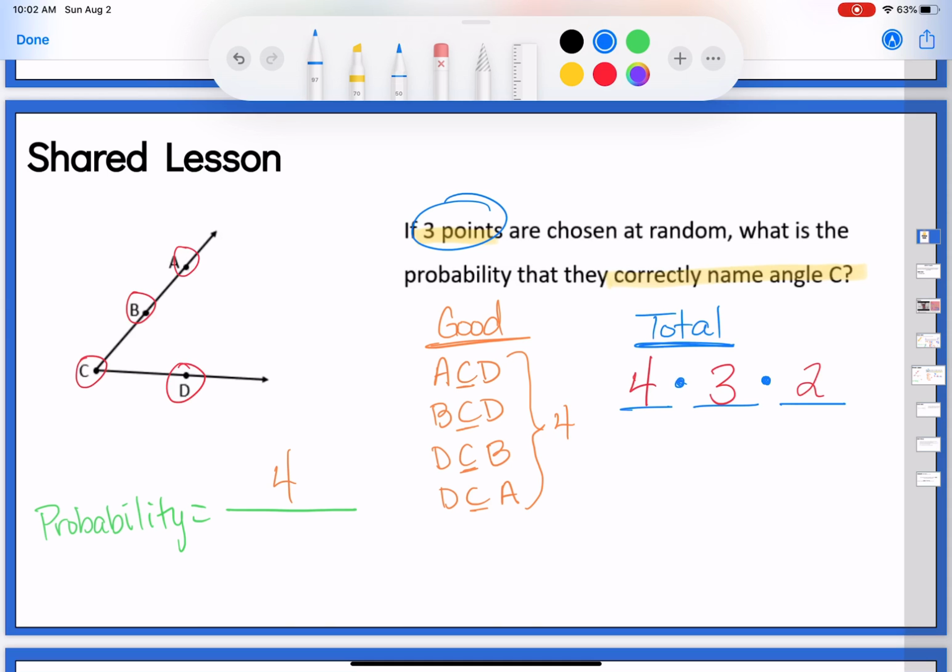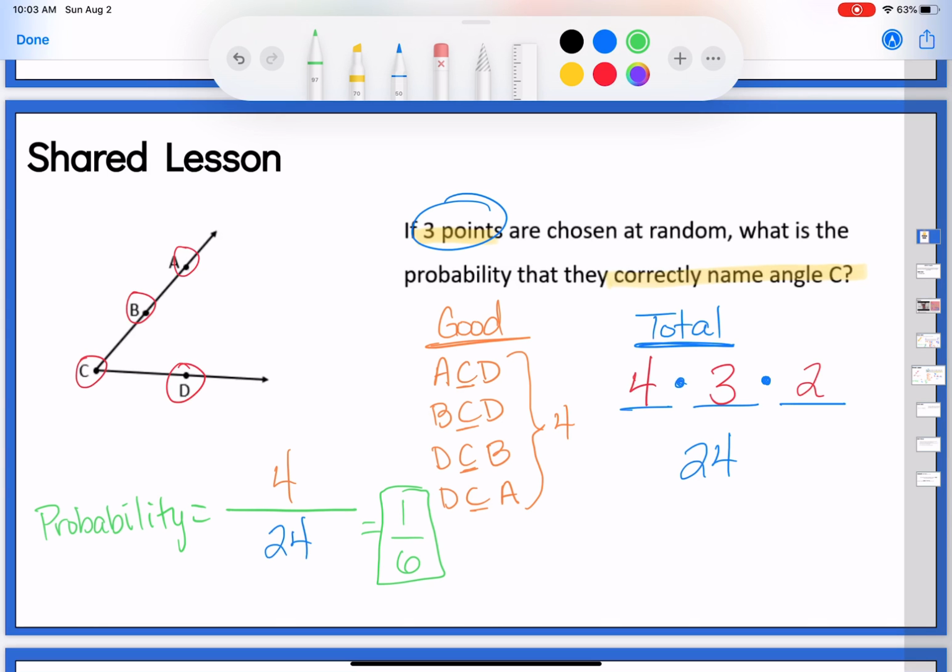So that means 4 times 3 is 12, times 2 is 24. 24 total options. So I have 4 out of 24 for this one. Again, I can reduce that, so I'm not going to leave it as 4 over 24. I'm going to reduce it, and I'm going to get 1/6.